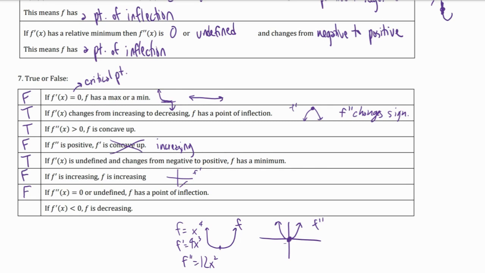All right, and if f prime is less than 0, does that mean f is decreasing? Yes, that is true. F prime is the slope of f. If the slope of f is negative, then f is decreasing.